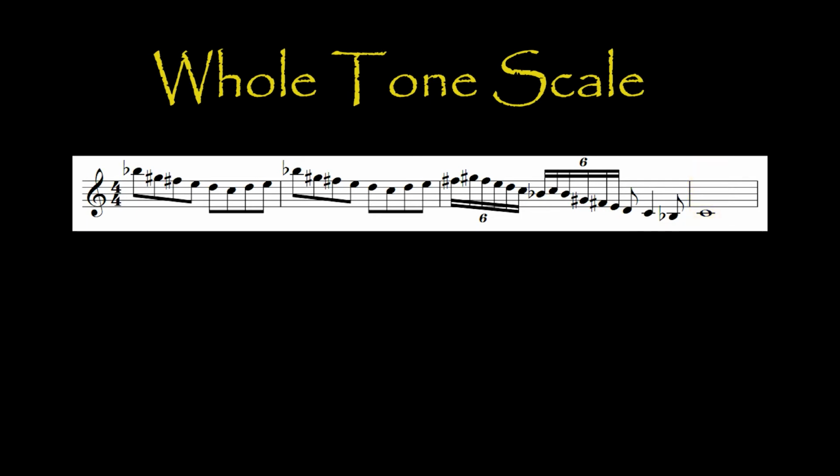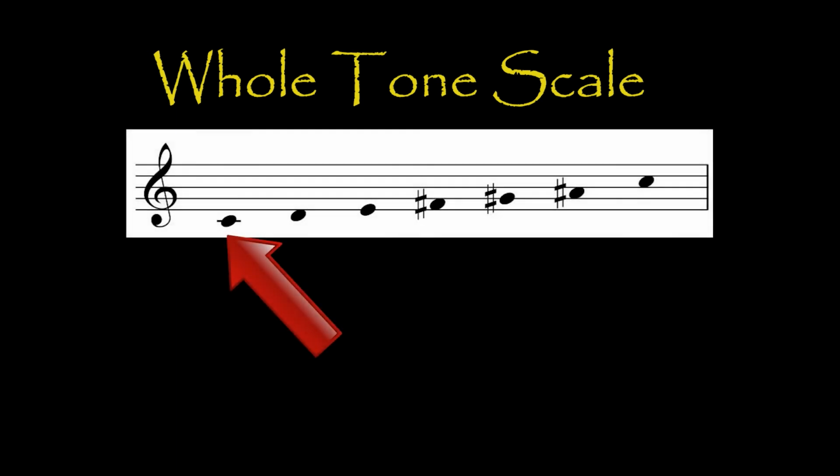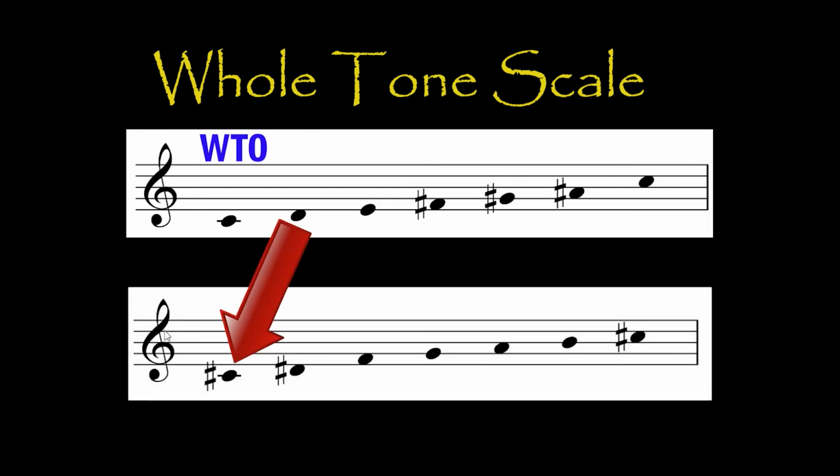Note that you don't hear a tonal or modal center with this scale. And in fact, when you're writing a whole tone scale, you really only have the choice of one of two. A scale that begins with C and moves by whole step all the way up, which we call whole tone 0, 0 referring to the note C, or a whole tone scale that begins on C sharp and has whole steps all the way up. This scale we refer to as whole tone 1, because 1 refers to C sharp in music theory.